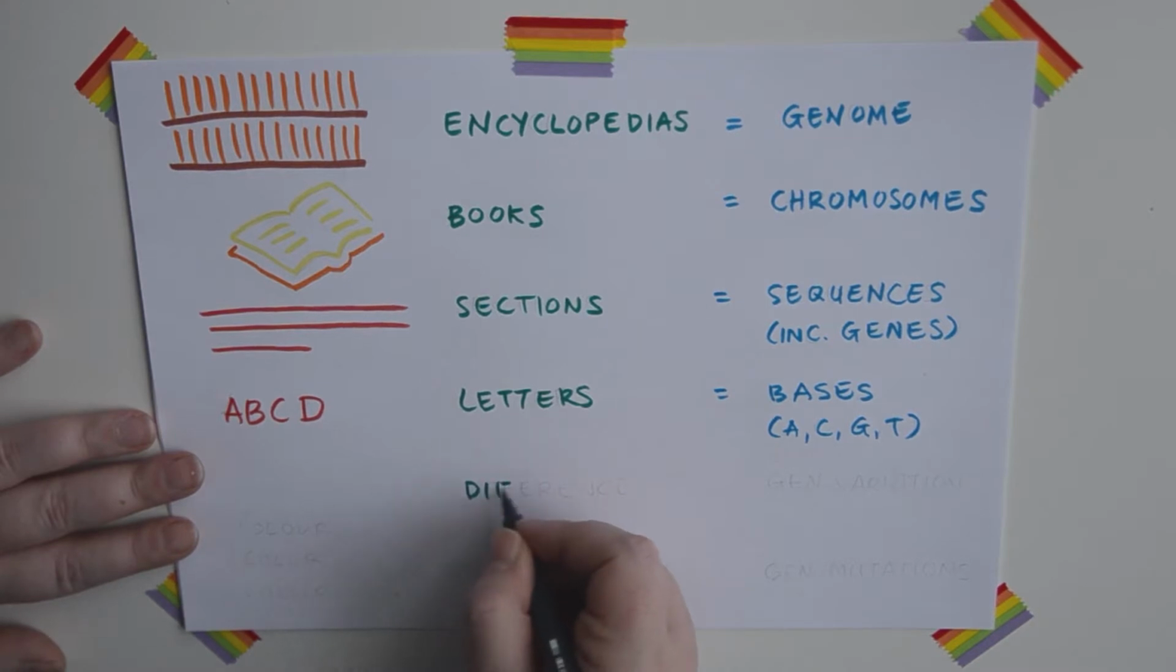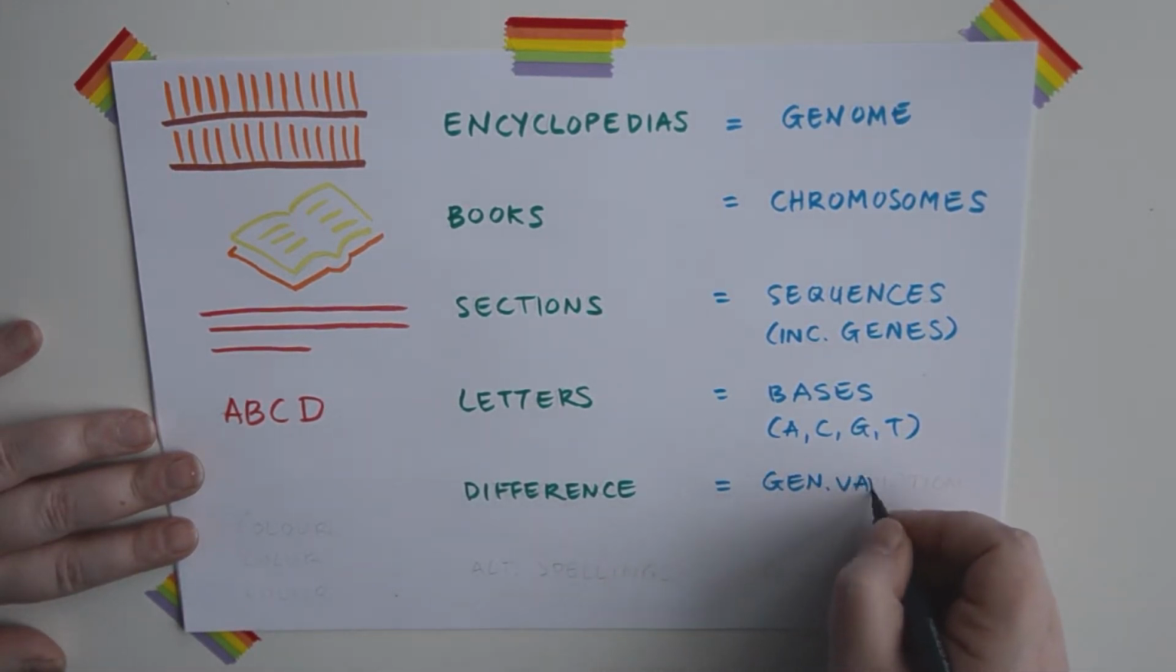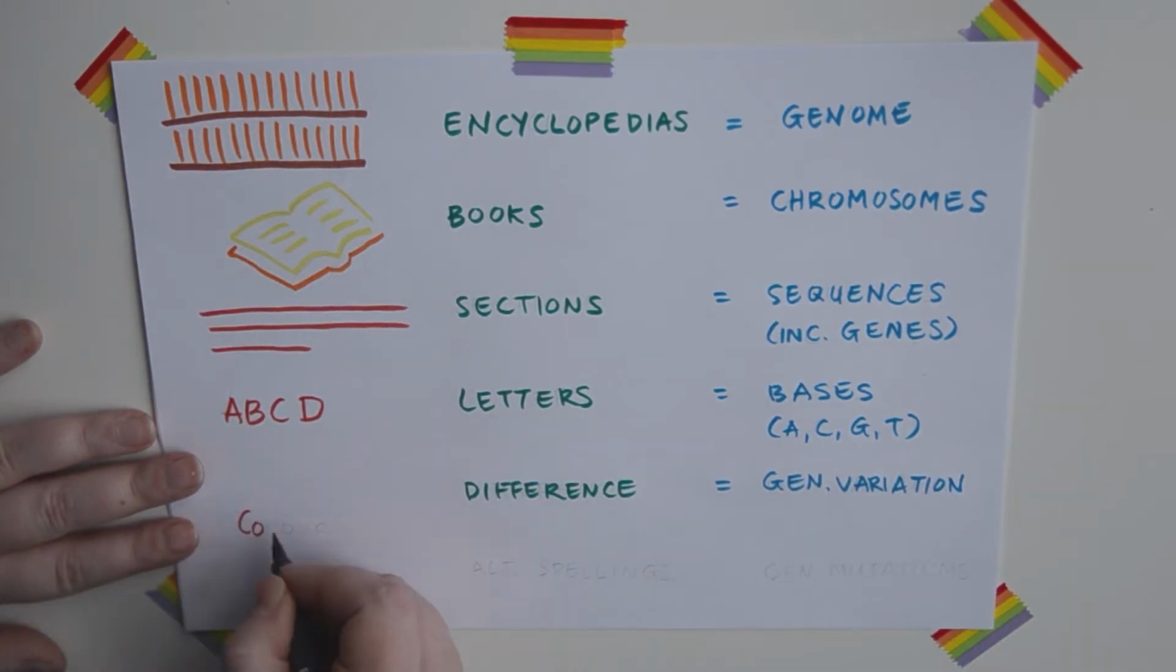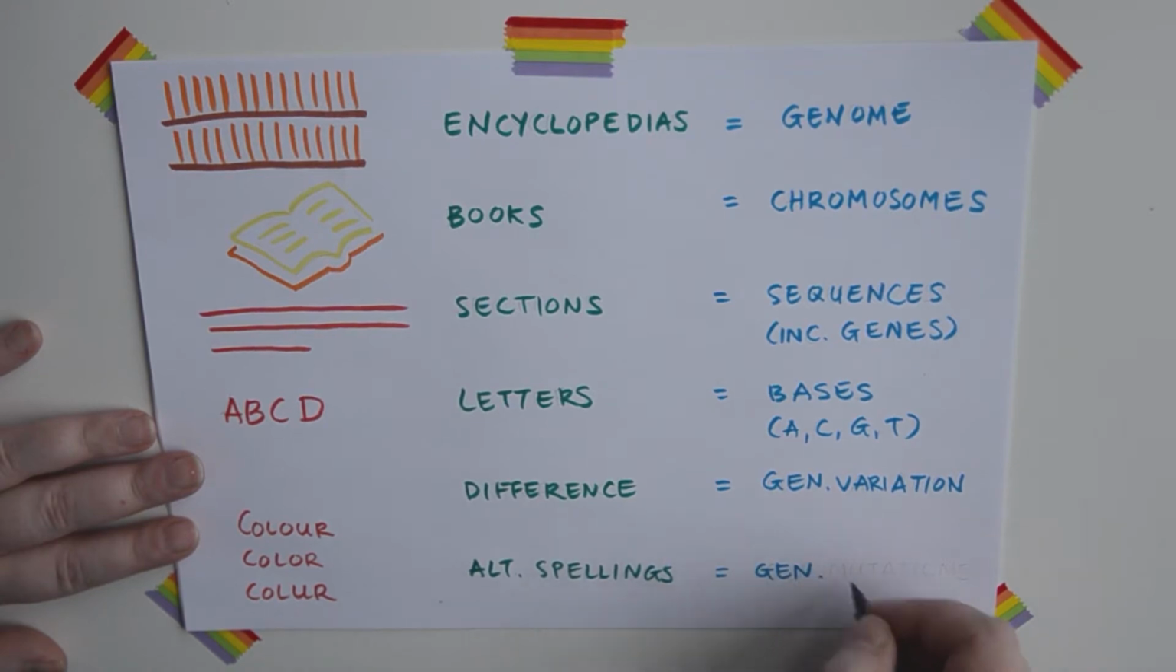The fact that there are differences between all the copies of the encyclopedia out there would be called genetic variation, and each individual misspelling or different spelling would be called a genetic mutation. Let's review the important terminology: genome, chromosome, gene, base, genetic variation, and genetic mutation. Got it? Awesome! Part 2.